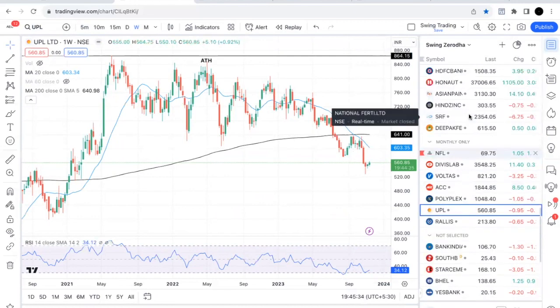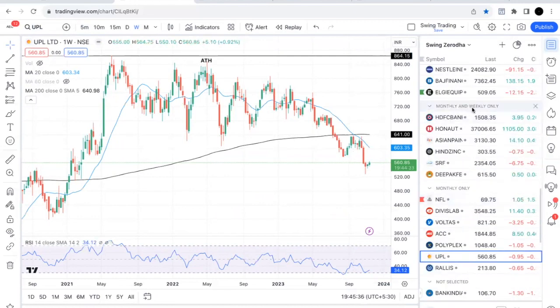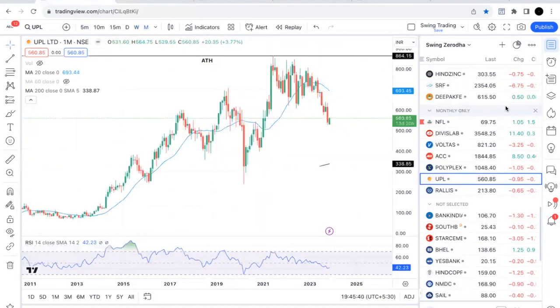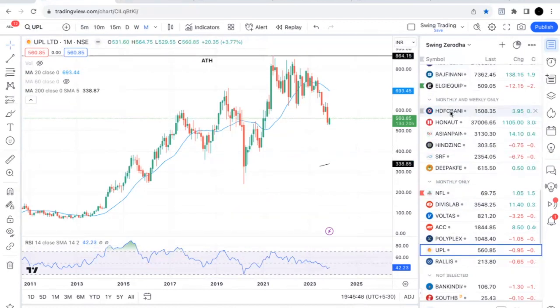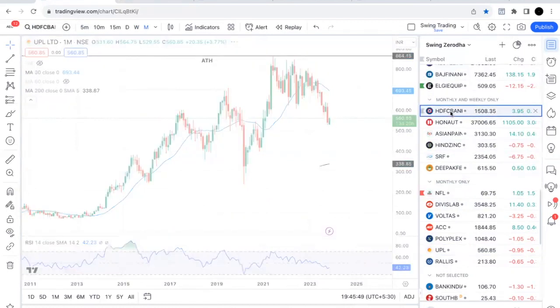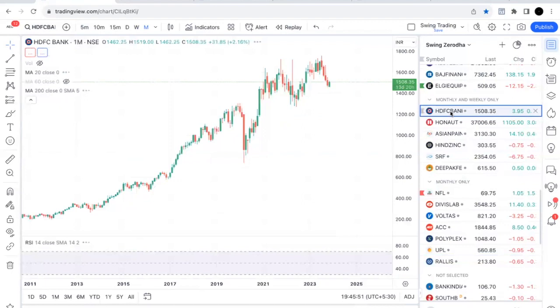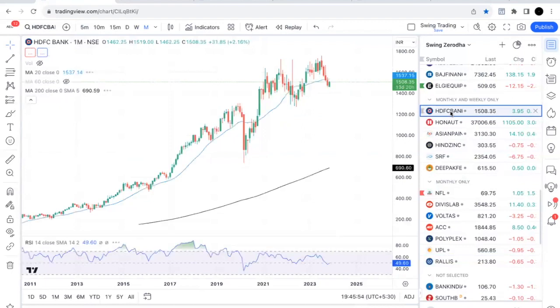The next one is monthly and weekly only. Let's look at those. Monthly and weekly only. All right. Here we are. HDFC Bank. Monthly, it's looking good. 20 is above the 200.